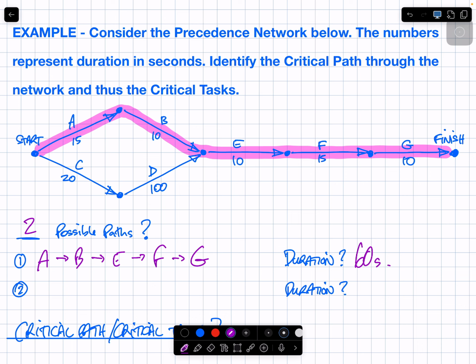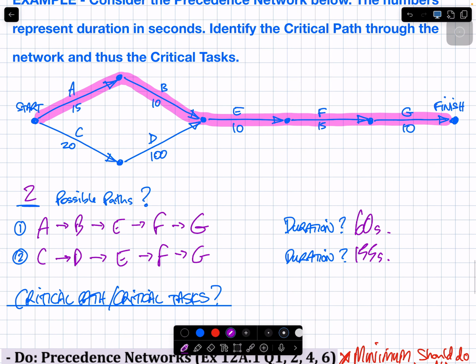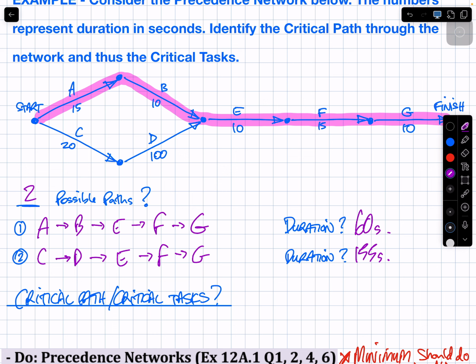Is there another possible path through this network? Yes, what is it? C, D, E, F, G. How long would that take? 20 and 100, 120? 155, I think so. Let me check. 100, 120, 30, 45, 155 seconds. And so from the notes above, what did we say the critical path is? It's the longest path. What is the longest path? C, D, E, F, and G.